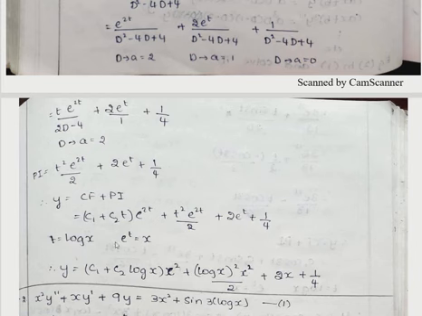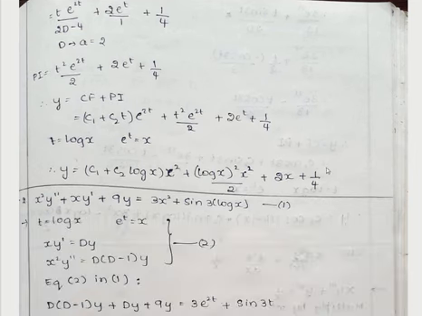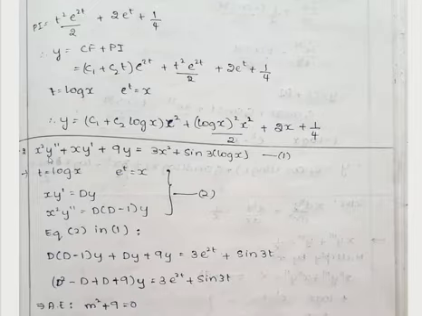t is equal to log x, or e power t is equal to x. Therefore y is equal to c1 plus c2 into, what is t? t is log x, into e power 2t. Here e power t is equal to x. What is x square? e power t whole square, or e power 2t. Therefore e power 2t is x square, plus here what is t? t is log x. Therefore log x whole square. Here what is e power 2t? e power 2t is x square divided by 2, plus 2 into, what is e power t? e power t is x, plus 1 by 4. This is the solution.